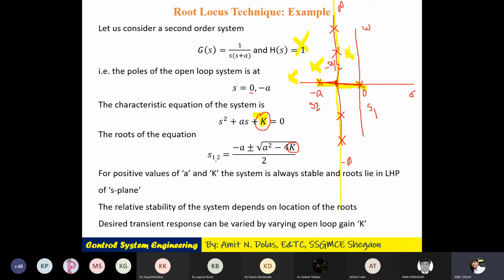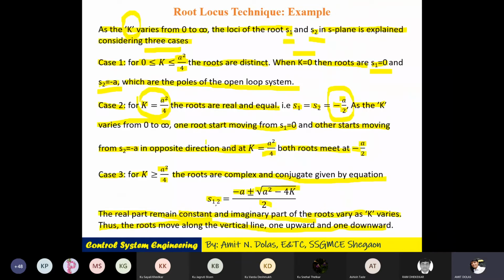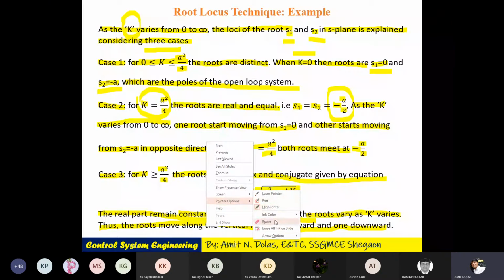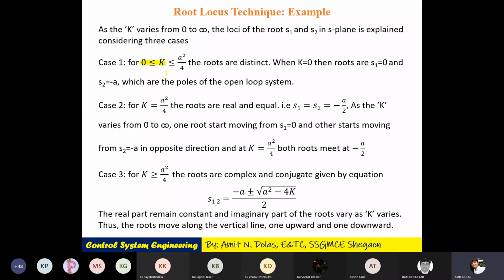And whatever is the value of k, if a particular pole lies on this line, the complex conjugate line, then exactly a replica of that pole will be on the opposite side of the real axis. Okay, then these are the three cases. Ultimately what we are doing is providing the range. If k is 0, then what? If k is a square by 4, then what? And if k is greater than a square by 4, then what?